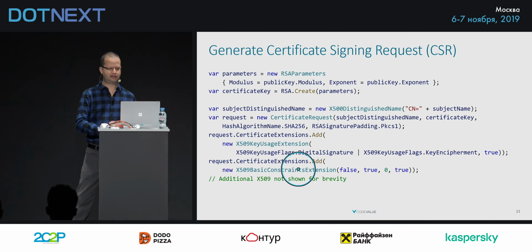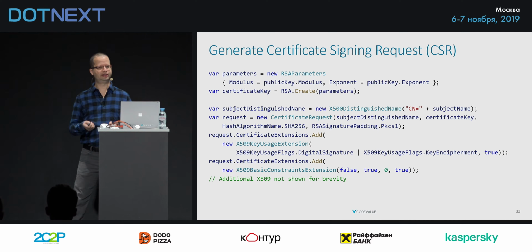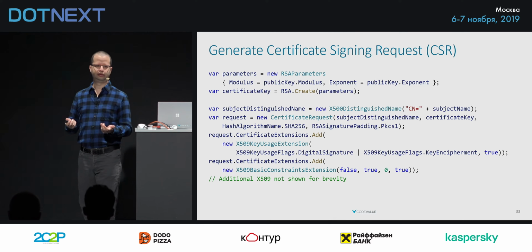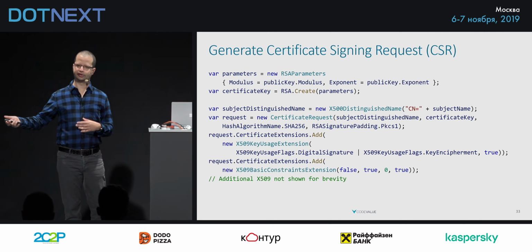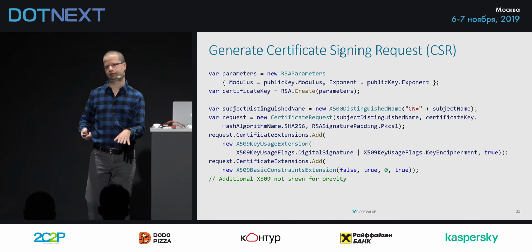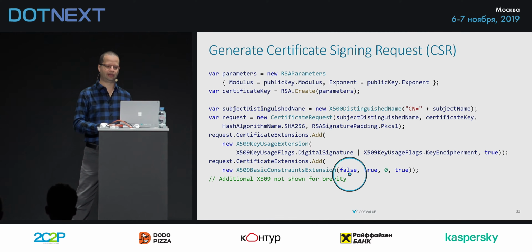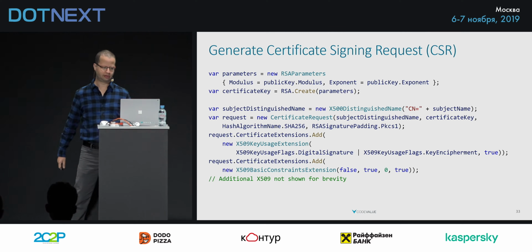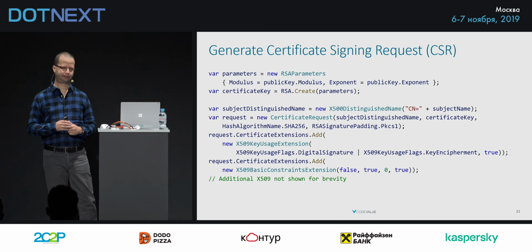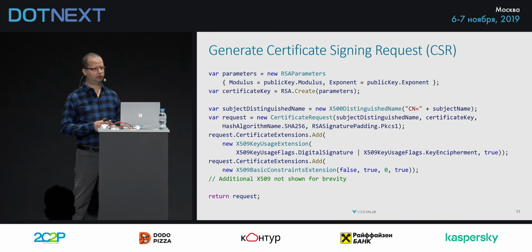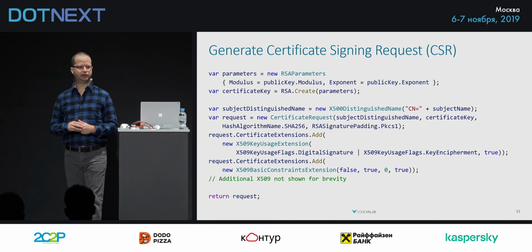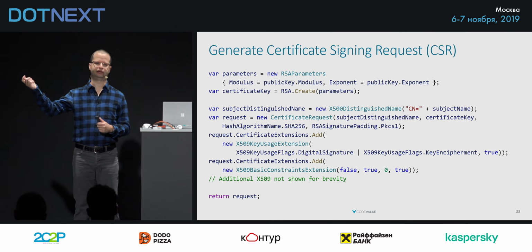We add all the extensions that we need, only that this time we say this certificate will be used for digitally signing and enciphering things. It's not used for signing other certificates because this is a leaf certificate. And we also state that this is a leaf certificate. This is the fourth thing in the X509 basic constraint extension. And we have the request. Now is the tricky part. Now is the part where we need to sign it with Key Vault to have it signed.